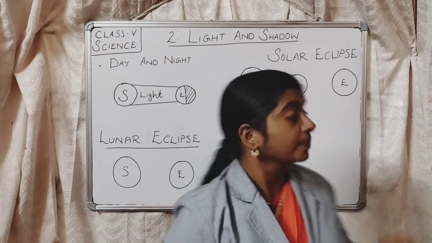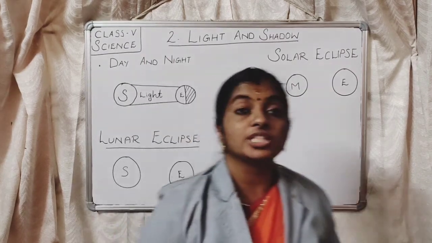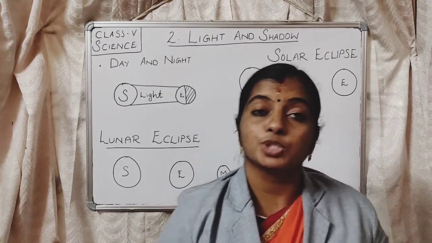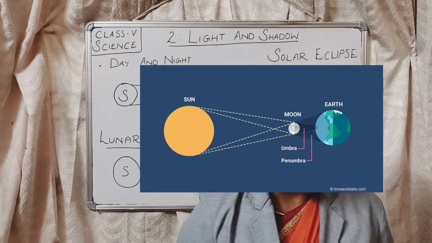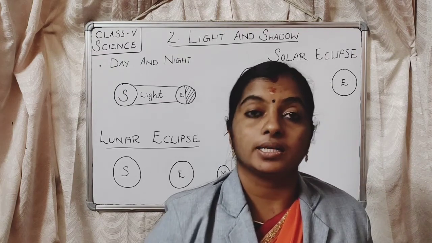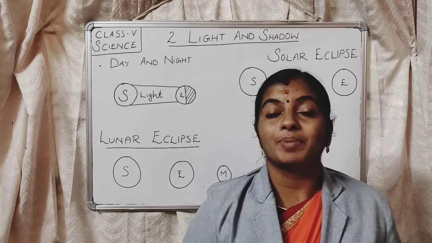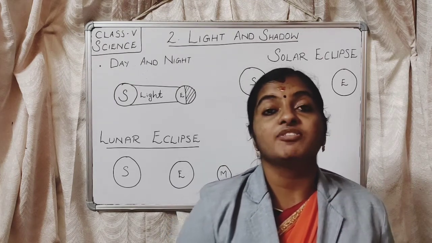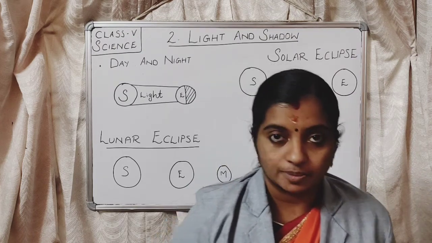What will happen? It will stop the light of the sun from reaching the earth, or we can say that the sun will not be visible to some portion of the earth. So that is what we call a solar eclipse. That is when the moon is hiding the sun from the earth. It is called a solar eclipse. And if the sun is completely hidden by the moon, it is called a total solar eclipse. And if it is partly hidden, it is called a partial solar eclipse.